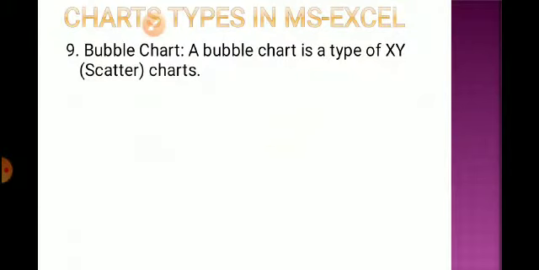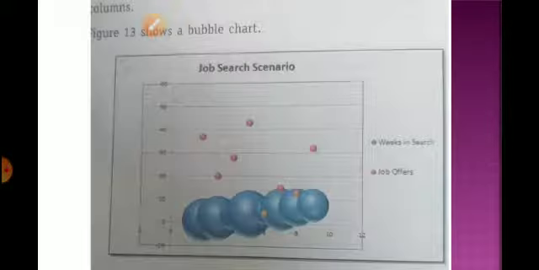The next chart is bubble chart. A bubble chart is a type of XY chart. The size of the data marker indicates the value of a third variable. To arrange your data, place the X values in one row or column and enter corresponding Y values and bubble sizes in the adjacent rows or columns. This is bubble chart.